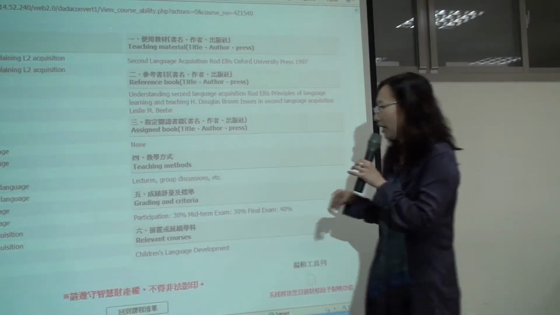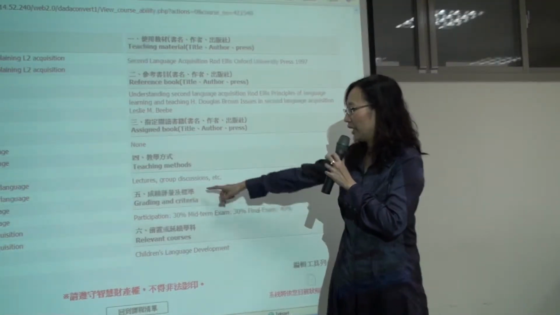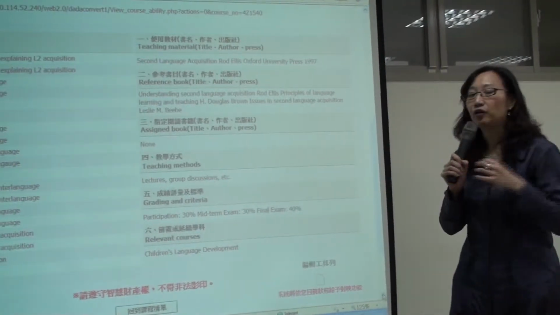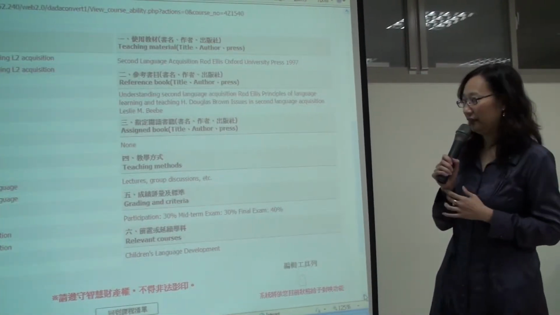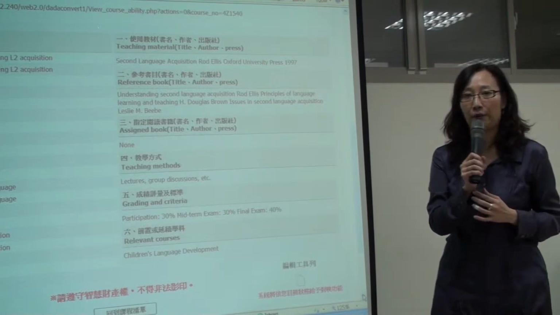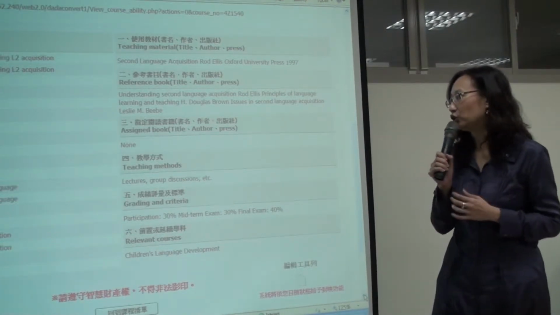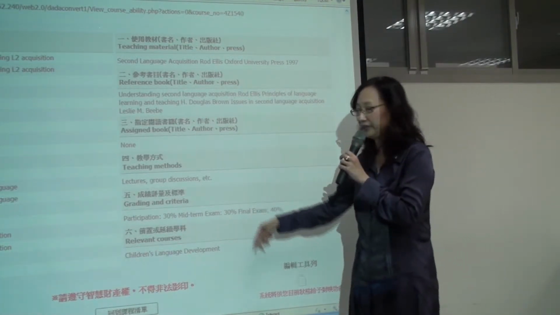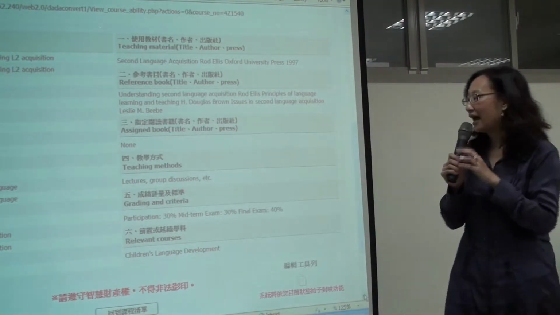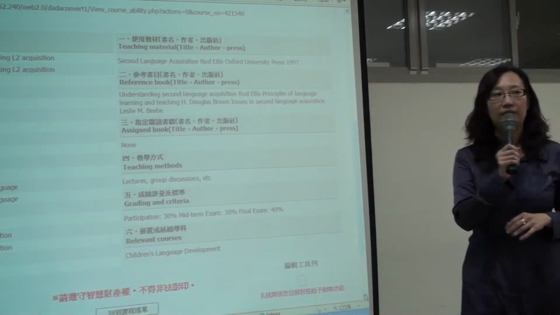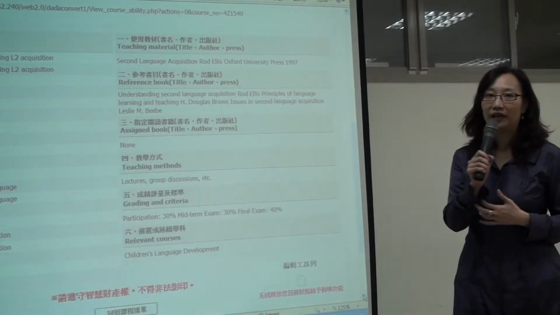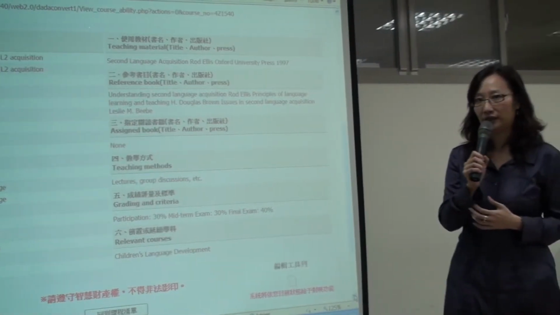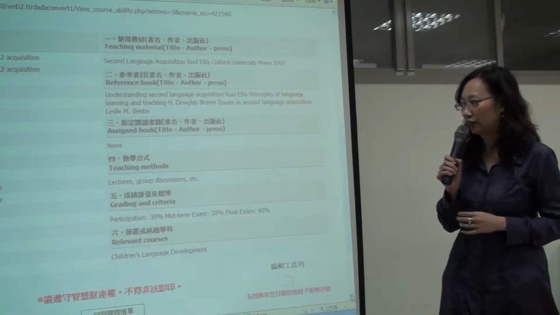And then next, I would like to introduce the evaluation, how I grade this course. For participation, there is about 30%, and for the midterm examination, it's about 30% too. And the last, the final exam, is about 40%. So that's the whole evaluation system for this course.